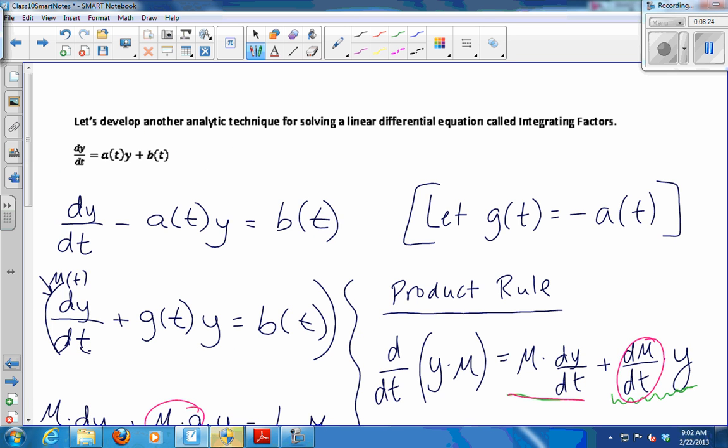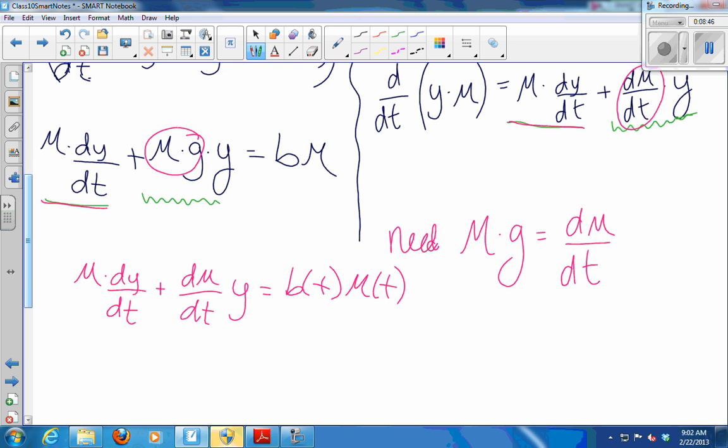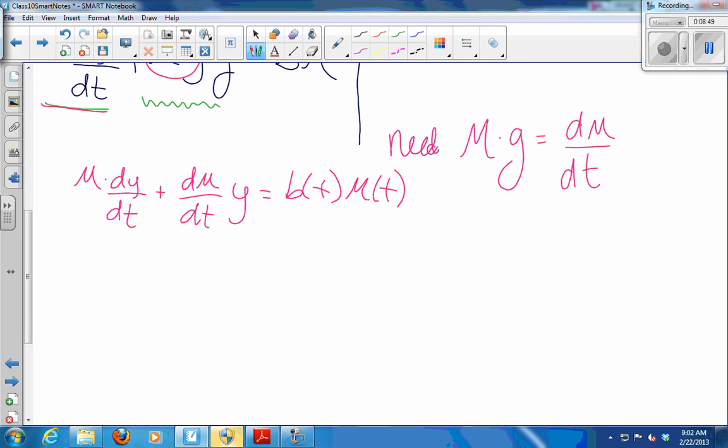So if we go back, now we know that this is the product rule. This says mu times dy dt plus d mu dt times y equals b of t times mu of t. And I can rewrite this side as d dt of mu times y, right? That was sort of our whole purpose. We were trying to make it look like the product rule because then we can make it a prettier derivative instead of all this mess. So this guy right here, all of this, that is the product rule, right? We were trying to make it look like the product rule of mu times y.